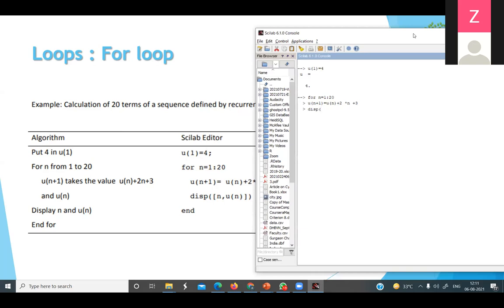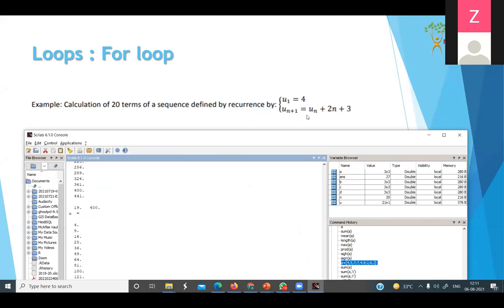And that number should be the nth number, un. And bingo, it's done. So the loop is run 20 times. Initially it generates 4, 9. Then the complete sequence is generated: 4, 9, 16, 25, 36, 49. So this is one of the simple functions which needs to be created or run. And once it is there, we can easily run it.